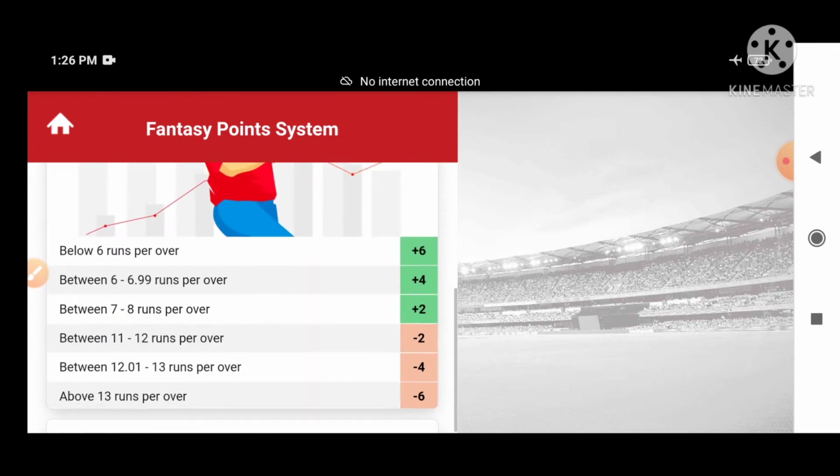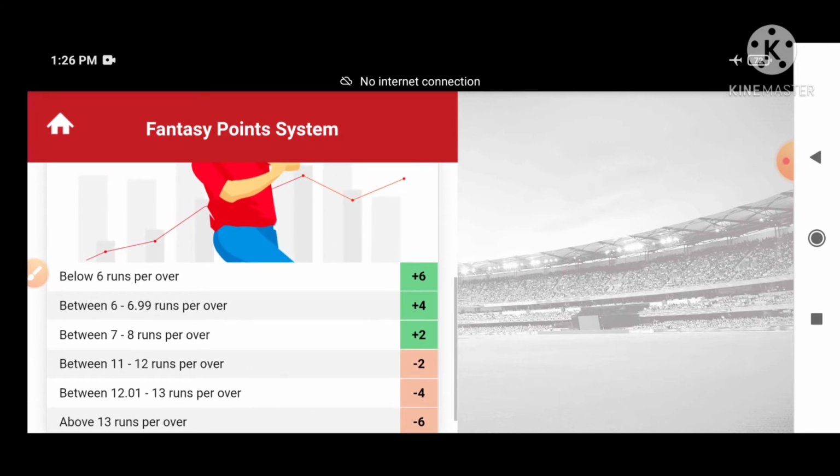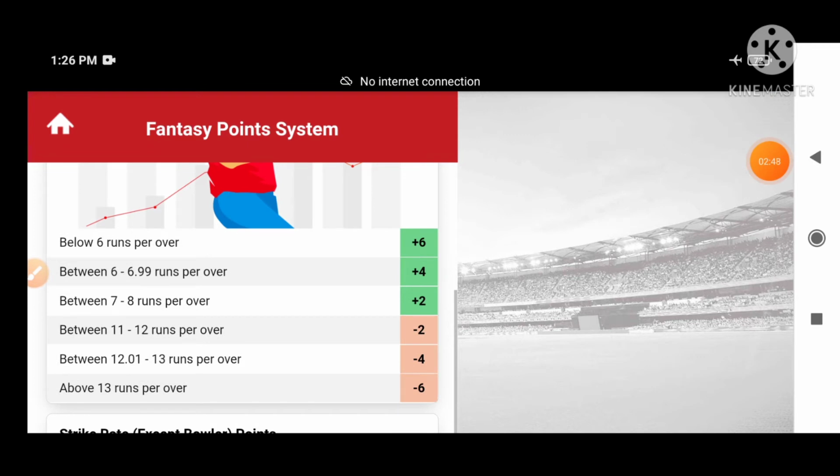Now coming to the economy rate, which is the most important thing in T10 matches. If a bowler bowls 2 overs at under 6 runs per over, he gets a 6 point bonus. Between 6 and 6.99 per over, he gets a 4 point bonus. Between 7 and 8 runs per over, he gets a 2 point bonus. So you have to understand the economy rate as in T20 matches.